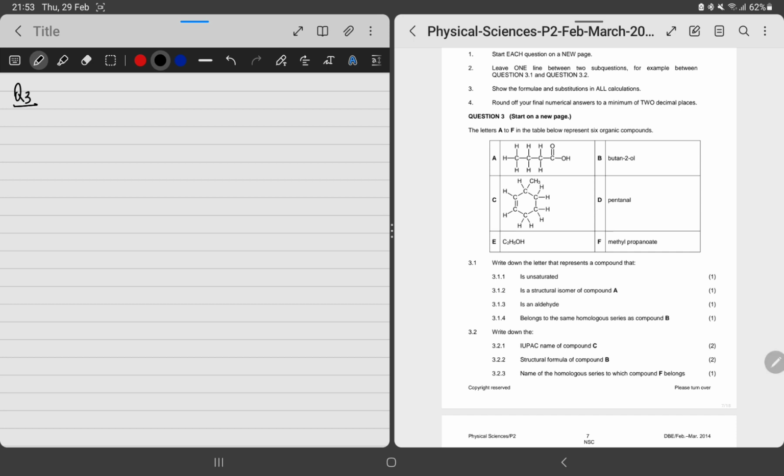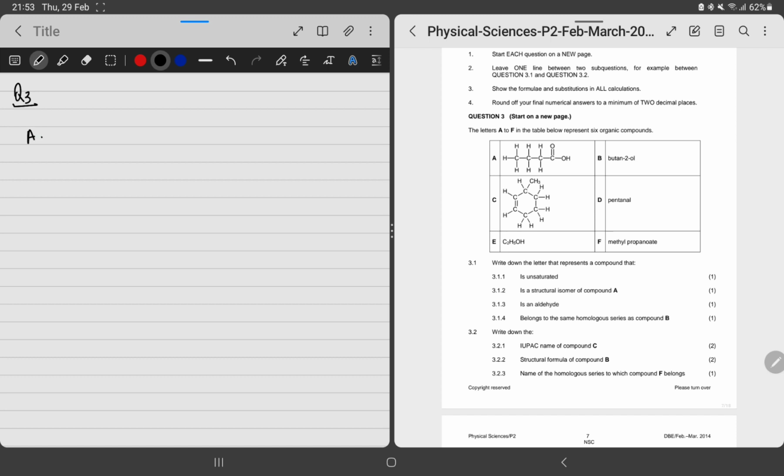Question 3. The letters A to F in the table below represent 6 organic compounds. Before we even look at the questions, I want us to look at what is provided to us, and then we are going to draw the structural formulae. We are also going to identify the functional group, and then we are also going to try and name the organic compounds. Let's start with A.